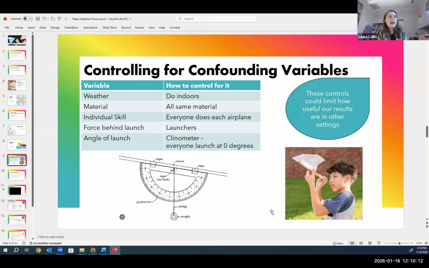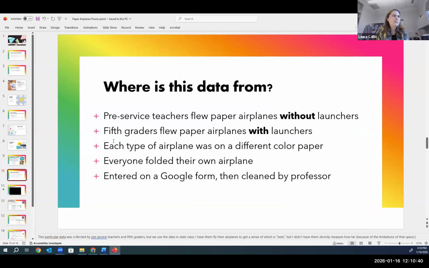But the thing of it is that as we're trying to control for all of these different potential variables, we might be impacting how we could generalize our results to other settings, right? Like, how often are you going to have a launcher when you're throwing a paper airplane, right? So maybe we find out the best paper airplane when we use a launcher, but that might not be what we want to know about. Maybe we don't want to know only when it's 0 degrees. You know, all these things can kind of influence how far we can generalize our results.